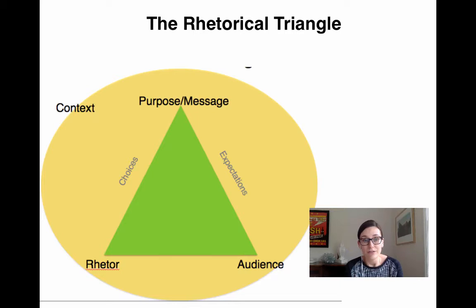And we have choices and expectations, right? So a rhetor makes choices to create a message. You guys talked a lot about that in your critical selfie assignment. And an audience has expectations about what a message might look like, or what their values or desires are in terms of receiving a particular message.